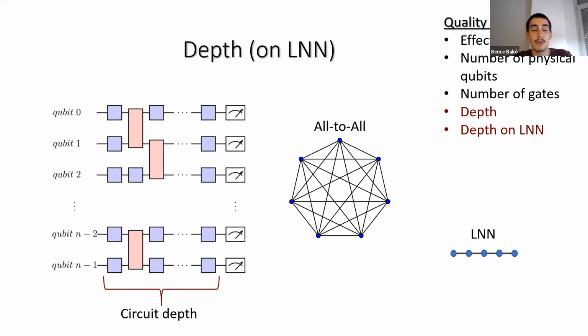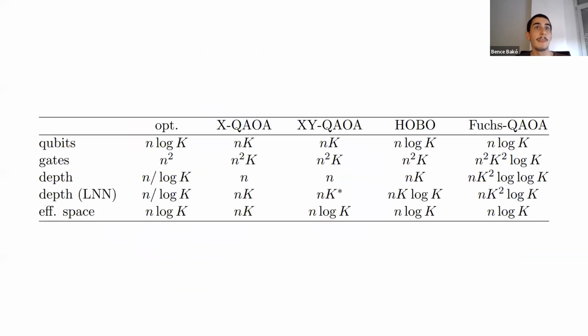So everything should be transpiled to only 1 and 2 qubit gates. And now if we look at the scaling, this is meant in a big O notation, then we can see that Fuchs QAOA uses this simulated approach, but due to the fixing phase, the scaling is rather bad. So how can we improve it to really benefit from this simulated approach?